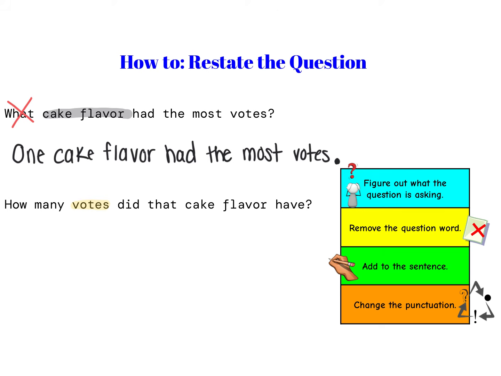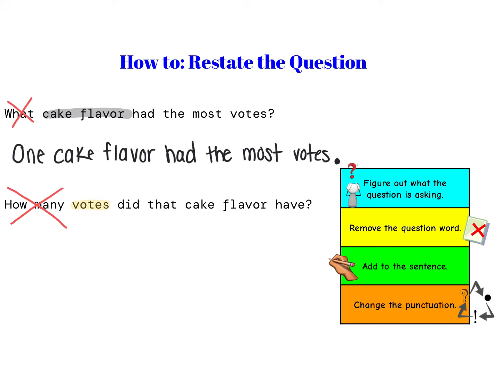In this sentence, the question word is 2 words actually. It's how many. So I'm going to go ahead and remove those question words. Now the next step is to add to the sentence. But before I do that, I want to read the sentence and figure out what makes sense for me to add. So it says, votes did that cake flavor have?